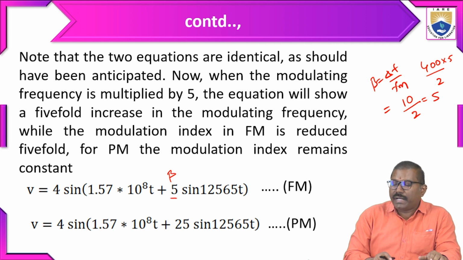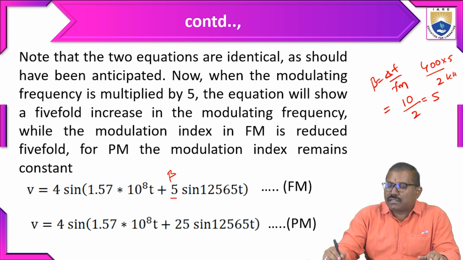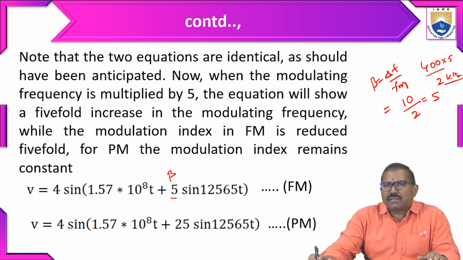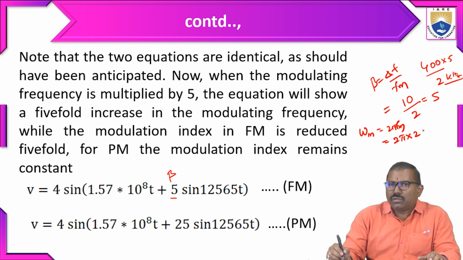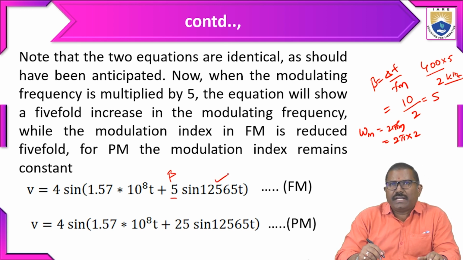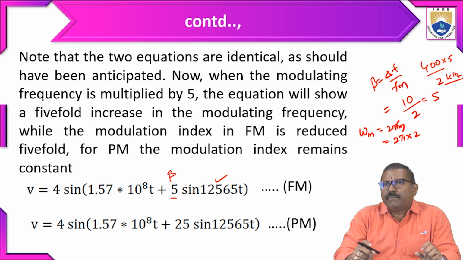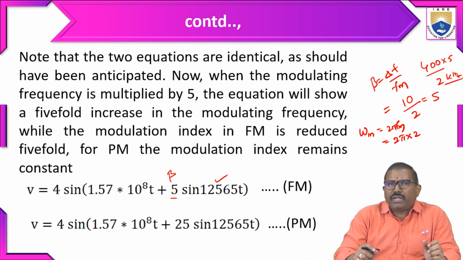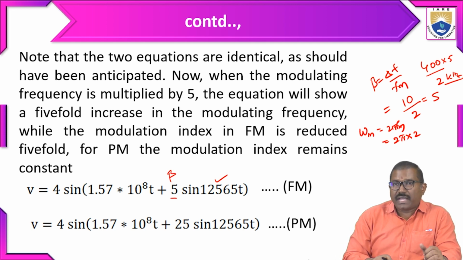And another one is sine omega m t. My FM frequency is changed, presently 2 kHz. So omega m, again, omega m is equal to 2 pi Fm. So 2 pi into 2 kilo, you got 12565 radians. So this is omega m t. Here we changed only the frequency of the modulating signal, so the modulating frequency is increasing, and omega m value is increased compared to the previous one.